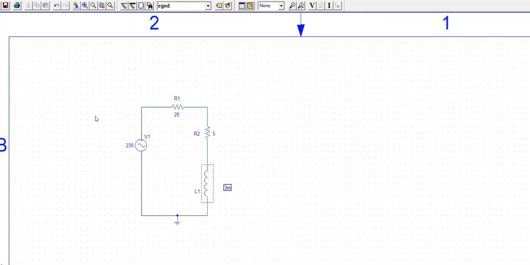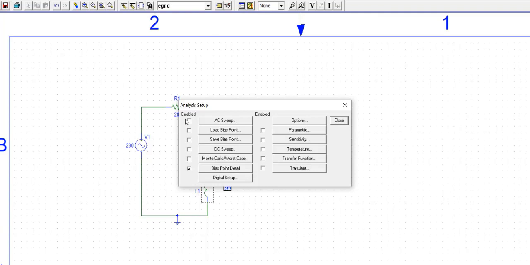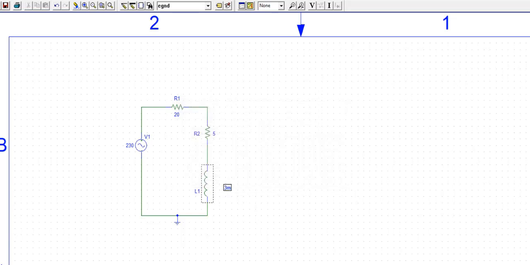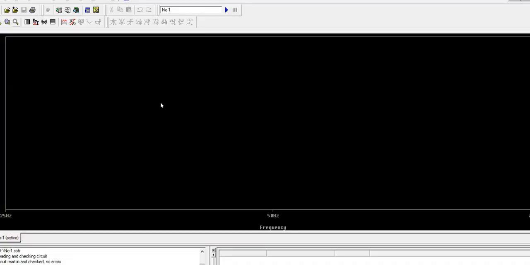Now as we have chosen VSC, go to setup analysis and select AC sweep. We want to take just one point, start frequency 50 and end frequency 50. If you choose Vsin, you don't need to do this. Now run this circuit. So circuit is simulated correctly.